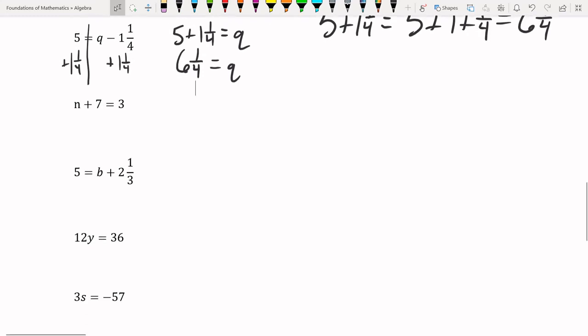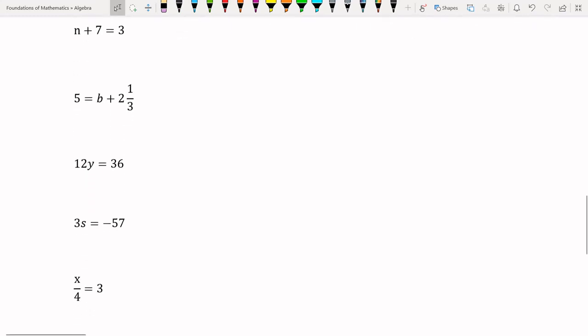All right, think about this one for a second. n plus 7 equals 3. How do we get n by itself? Well, 7 is adding to it, so we need to subtract. 3 minus 7 is negative 4.